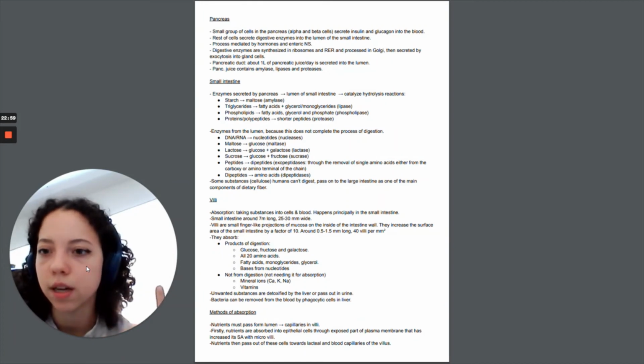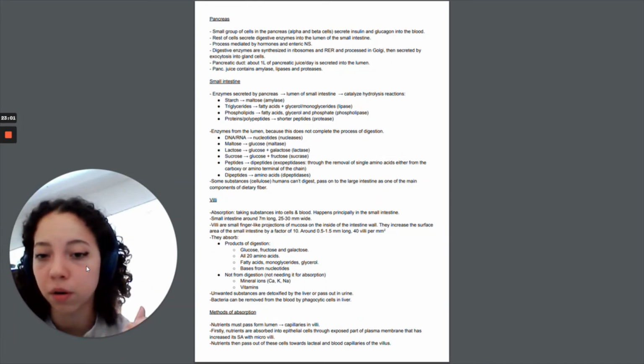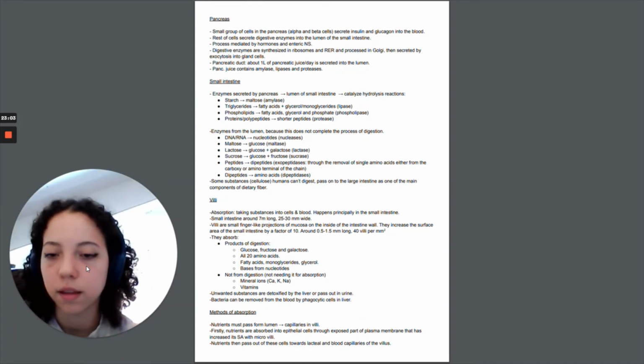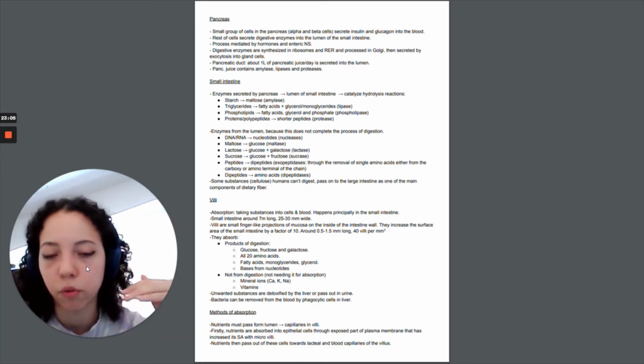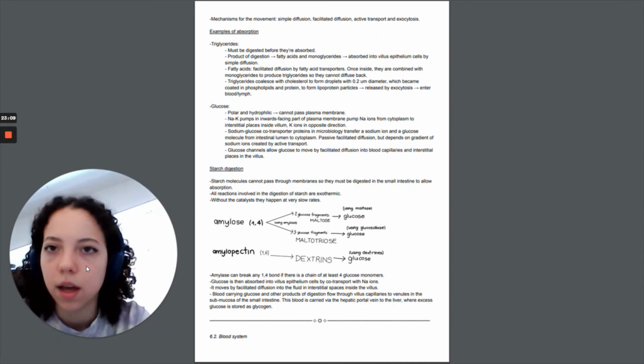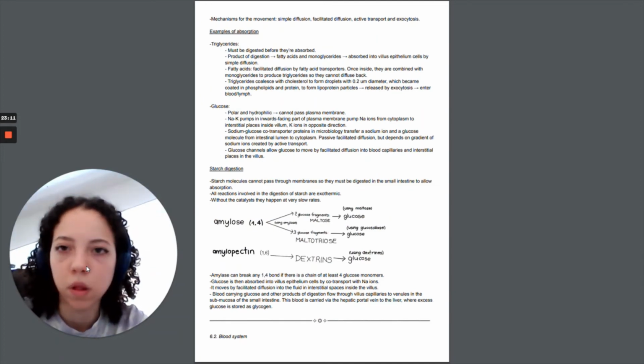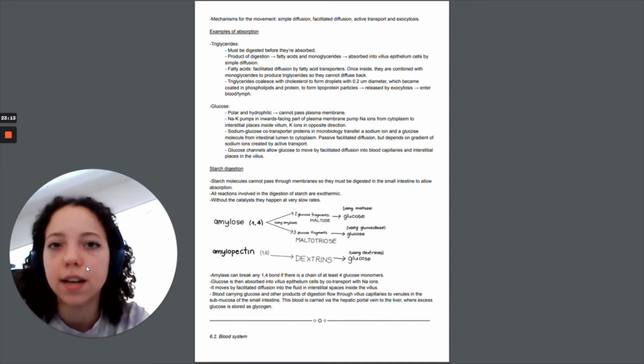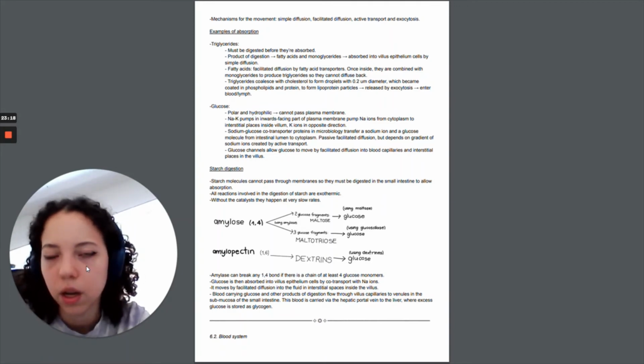So firstly, the nutrients are absorbed through the plasma membrane of the villi, and then these nutrients pass out through the epithelial cells and into the blood capillaries of the villus. The 4 mechanisms that we will cover are simple diffusion, facilitated diffusion, active transport, and exocytosis. So we know some examples of absorption.